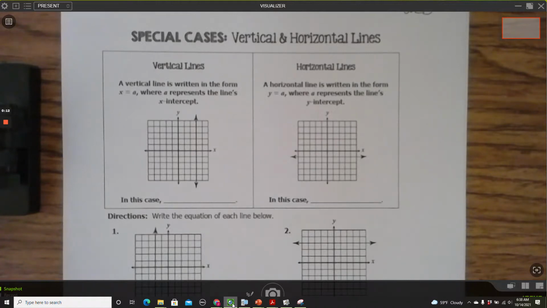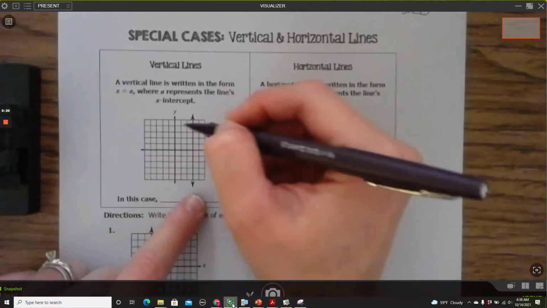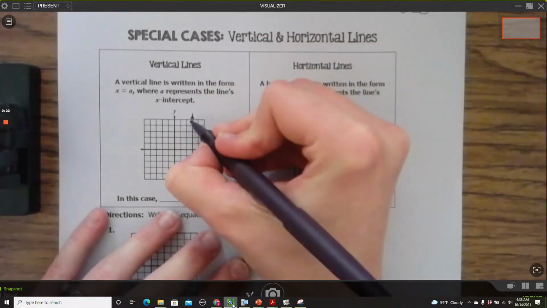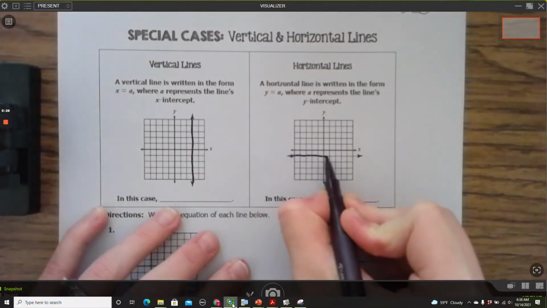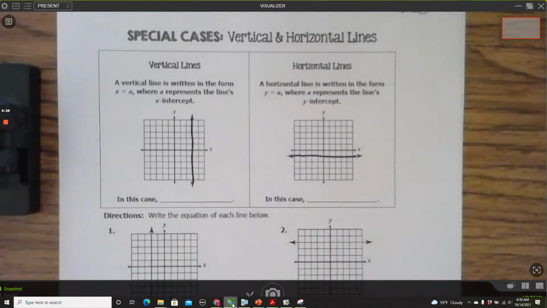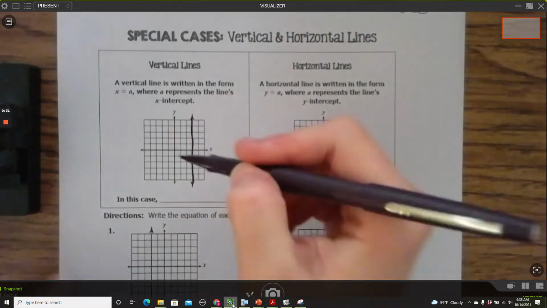So we've been writing equations from lines, but we haven't really seen a lot of these vertical or horizontal lines. The lines are kind of hard to see on here, but if you look for the arrows, that's where your line is. Same on this one. That line's really hard to see. It's just where those arrows are. So vertical lines go straight up and down.